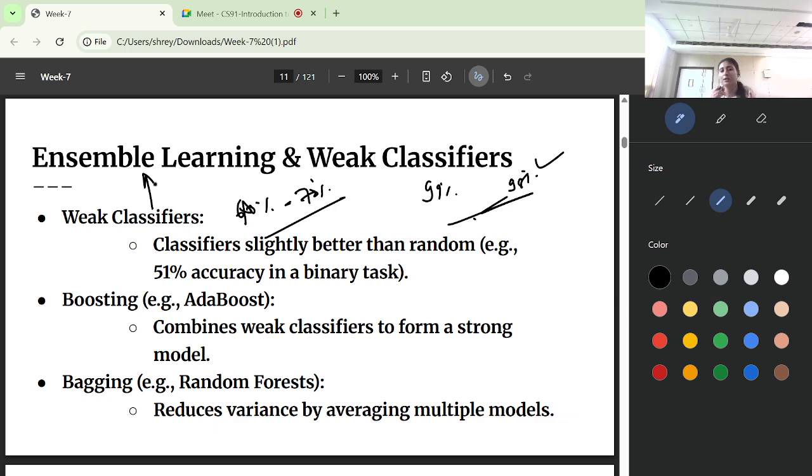Here also, boosting combines weak classifiers to form a strong model. It finds out which samples the classifier is not working well on, then uses those misclassified samples to train again. So it is boosting the performance on the misclassified samples. That's why it is called boosting. One of the boosting algorithms is AdaBoost. Another type is bagging.